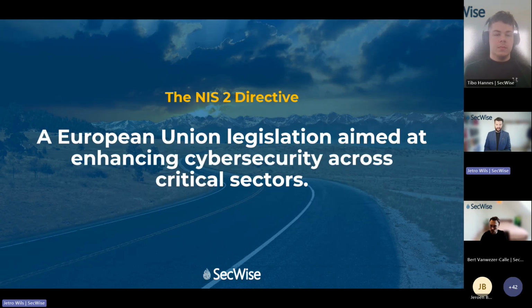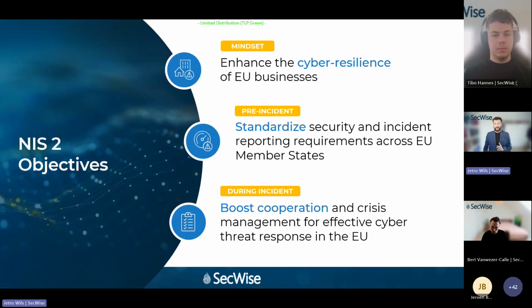Now you say, okay, then the NIS2 directive in one line, it is basically the European Union's legislation to enhance cybersecurity across critical sectors, right? And we'll talk more about that in a moment. So it's the cybersecurity baseline across the Union. And remember, it has been triggered by what happened in Estonia, right, in 2006-7.